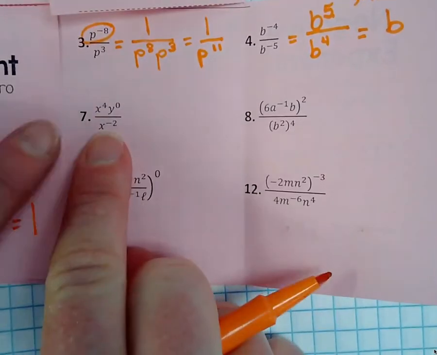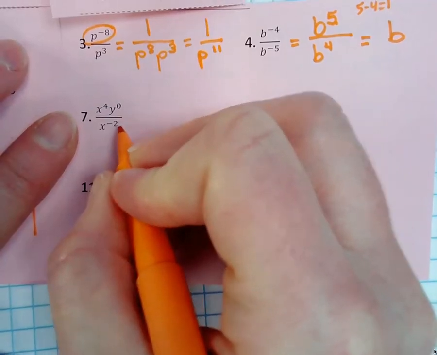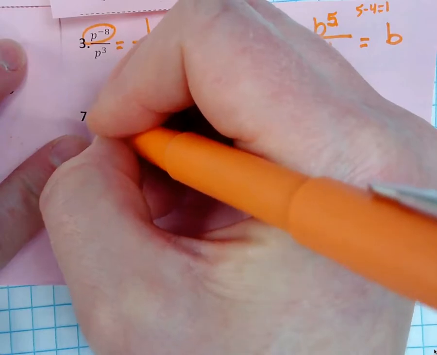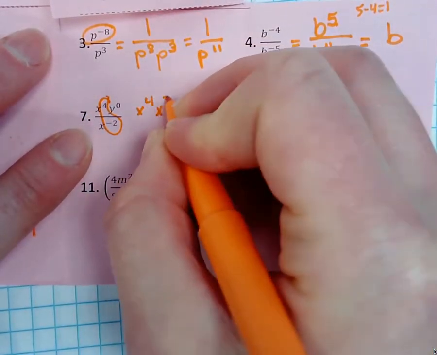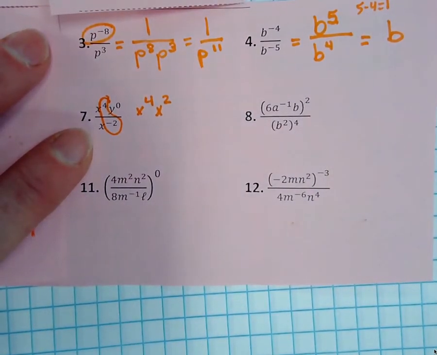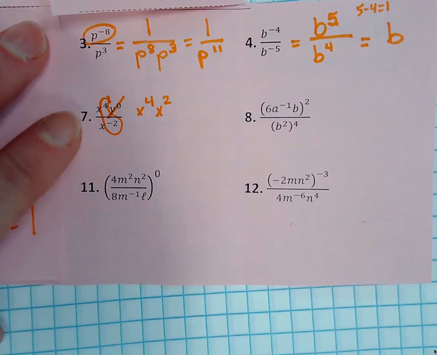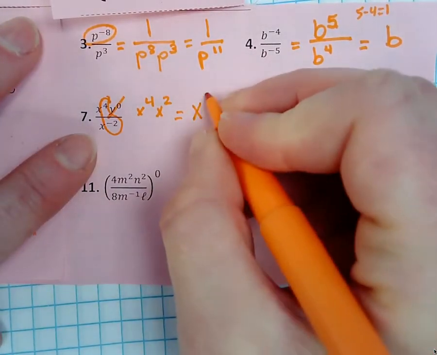All right, let's look at this next one. x to the 4, and then x to the negative 2. What should I do with that? Yep, so I could actually do x to the 4, x squared. What about this y to the 0? It just equals 1, so I'm just going to mark it out. So what do I get? x to the 6.